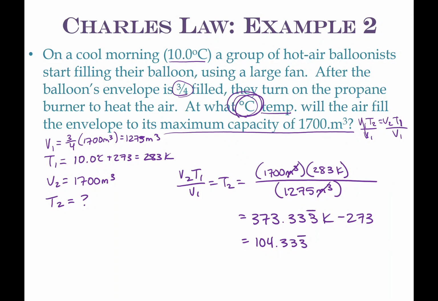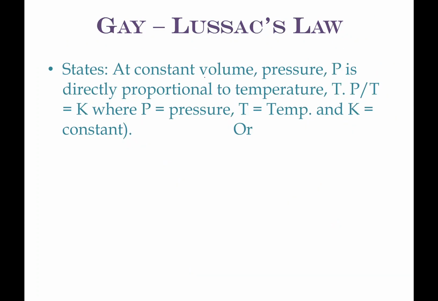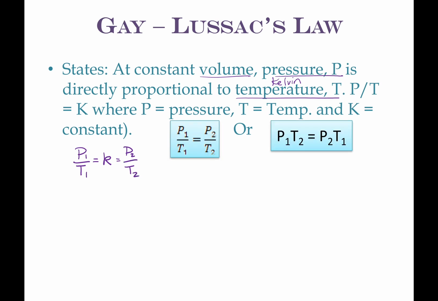104.333 repeating. So our answer would be 104 degrees Celsius. So Gay-Lussac's law tells us that at constant volume, pressure is directly proportional to temperature. So remember, this is Kelvin temperature or absolute temperature. So that means P divided by T is equal to a constant, or P1 over T1 is equal to P2 over T2. So those are our equations because we can cross multiply and get this one, or we can remember it this way. So these are the relationships between pressure and temperature.